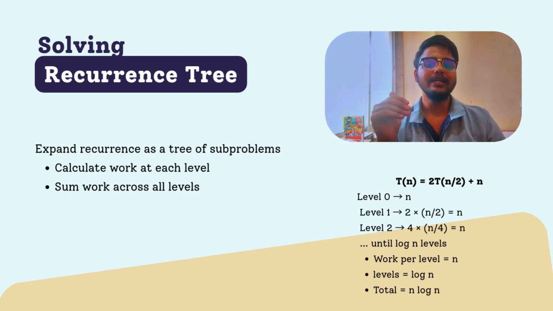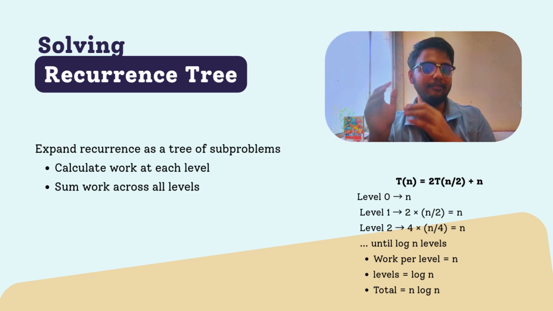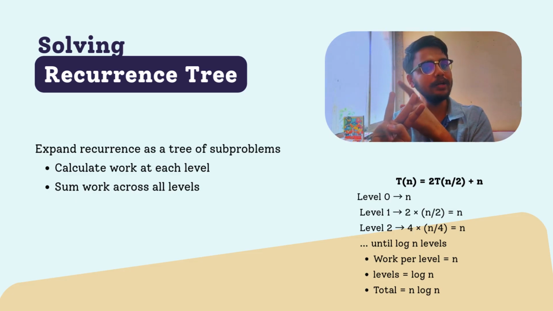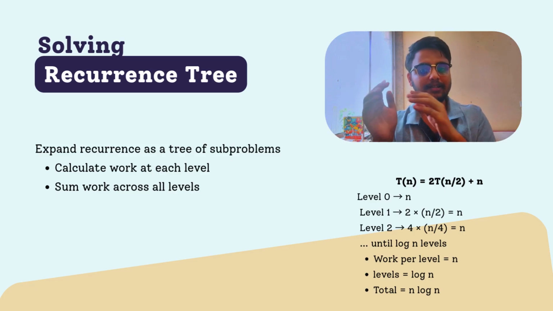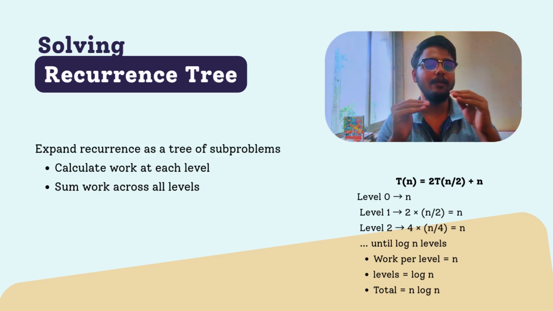As we look at the general pattern, every level is doing n amount of work. At level 0, it was n amount of work. At level 1, it was also n, that is 2 times n by 2. At level 2, it was also n, which was 4 times n by 4, which continues until the subproblem is reduced to size n equals 1.